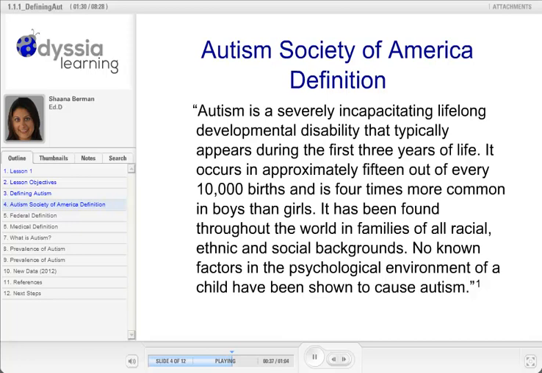This definition emphasizes that autism is a developmental disability. Symptoms become apparent prior to age 3. Autism is more common in boys than in girls. The disorder has been found in all cultures. It is considered a lifelong disability, although certain interventions, discussed later in the course, have been shown to significantly reduce atypical behavior and to increase typical skill acquisition.